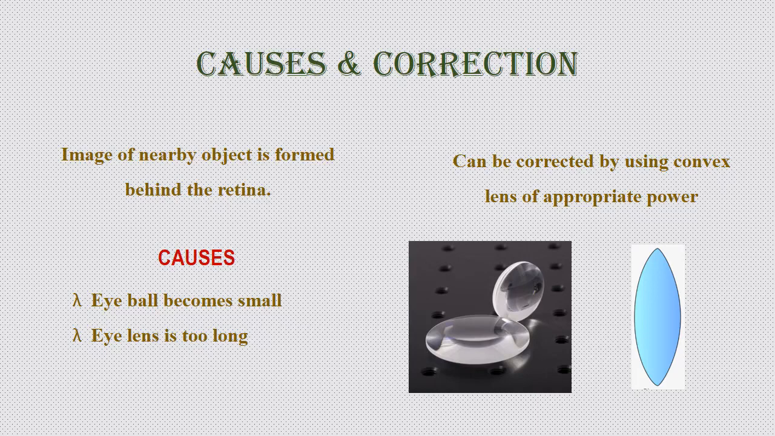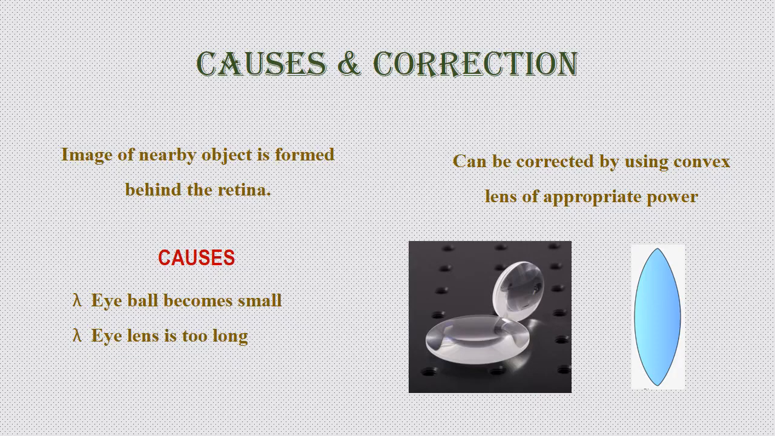Now, what are the causes for hypermetropia? The first cause is that the eyeball becomes small. When the eyeball becomes small, for a closer object, the image is formed behind the retina. Similarly, when the eye lens is too long, which means that it cannot contract beyond a particular limit, you are not able to see the objects which are at a closer distance.